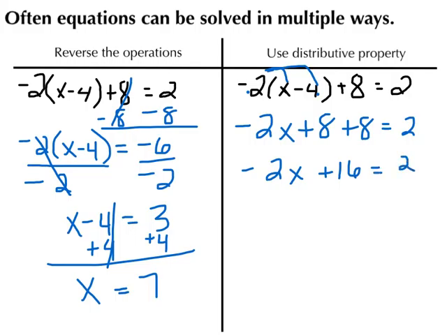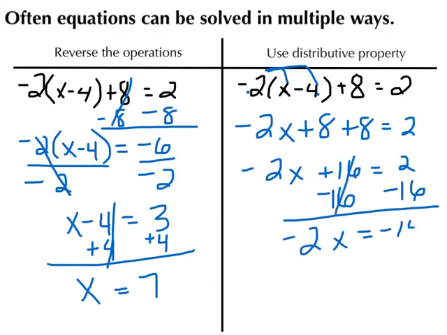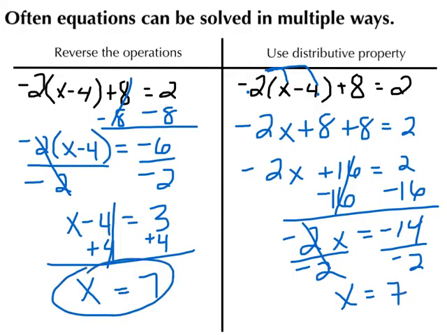Now, regardless of what you do, we have to go to the reverse operations method, because now I have to subtract 16. Negative 2x equals negative 14. Divide by negative 2. x is going to give me a positive 7. Both answers are the same.